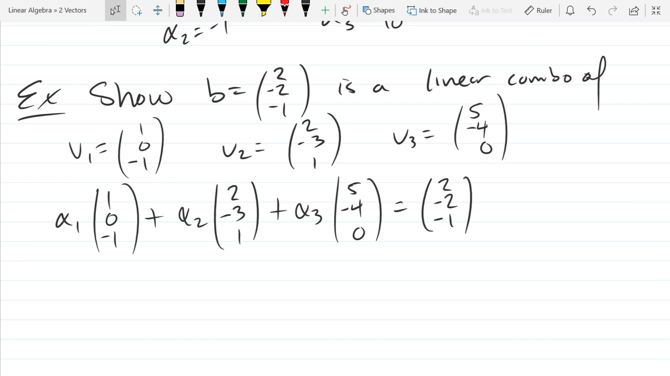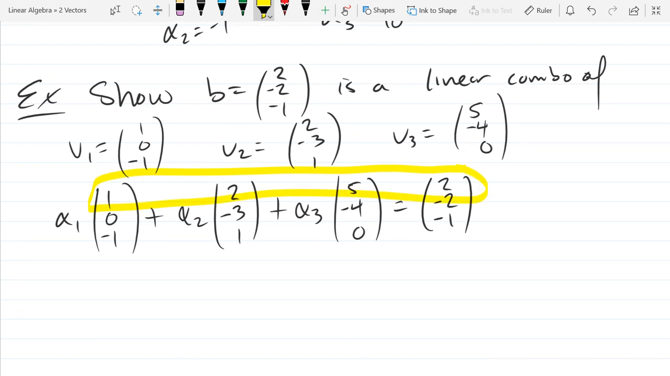So there are three linear equations hiding in here. The first one will be in the top row, just like it always is. So I'll write down the first linear equation that's hiding: alpha 1 plus 2 alpha 2 plus 5 alpha 3 equals 2. I just took the first coordinate, the top coordinate. Any questions on that first row turning into this?